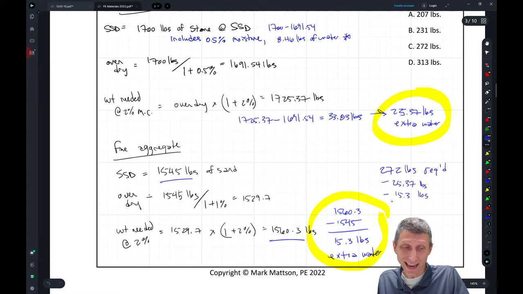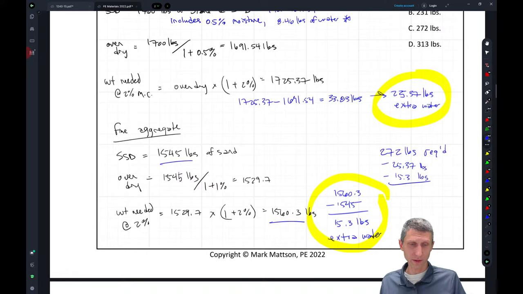And if we do those numbers out, I think we're going to get one of the numbers up above, but minus 25.4 and minus 15.3. I got about 231 pounds of water. So the idea here is what?